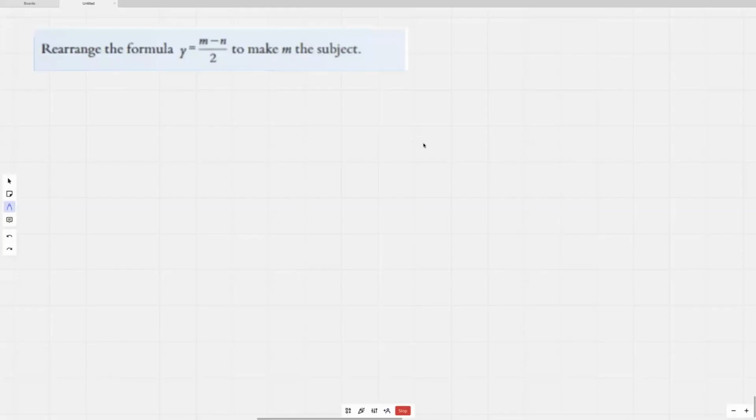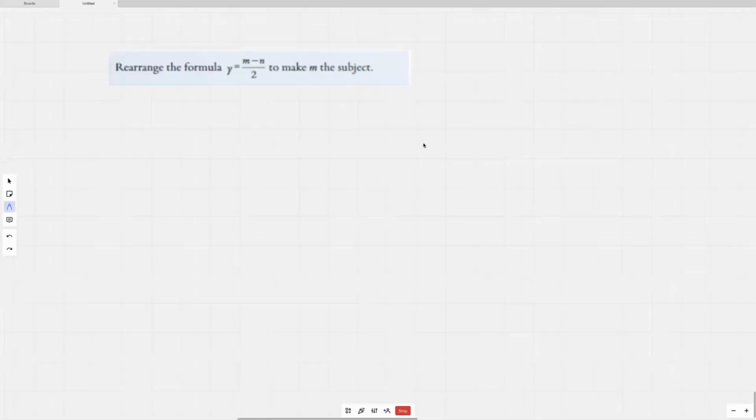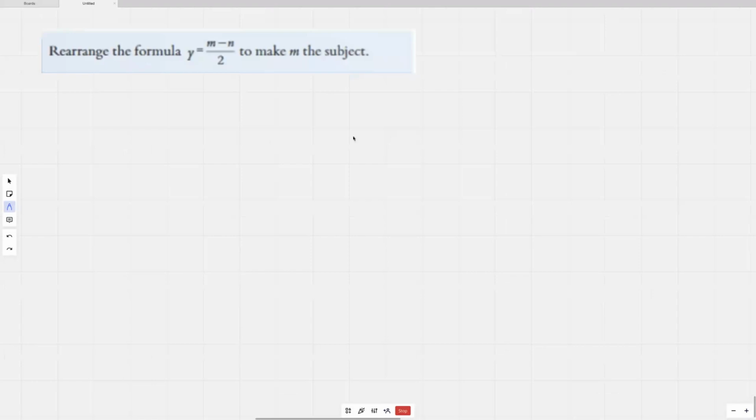Rearranging formulas. The question says rearrange the formula y is equal to m minus n divided by 2 to make m the subject. And now the question says that we can find y by this formula: y is equal to (m minus n) divided by 2. But now we have to find m by this given formula.